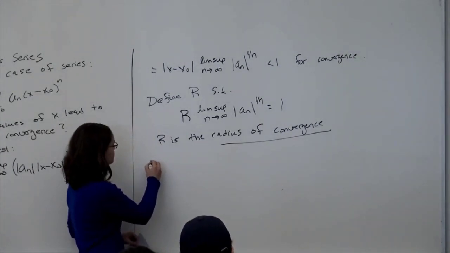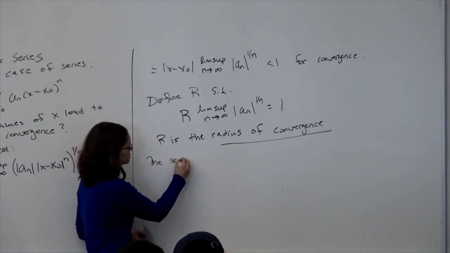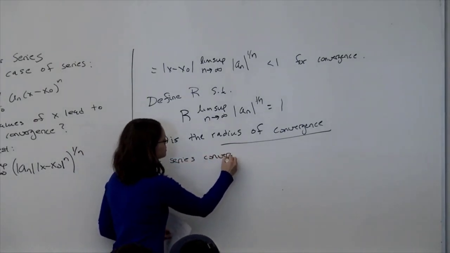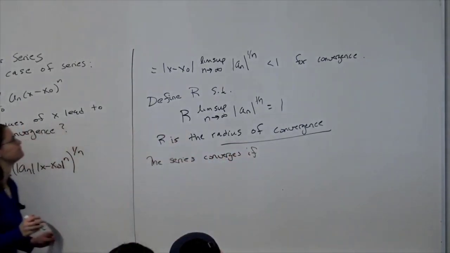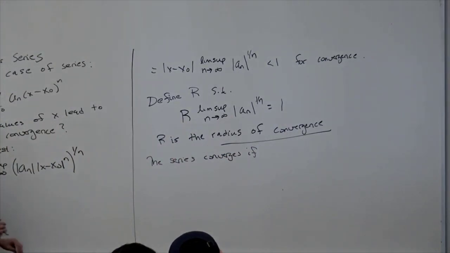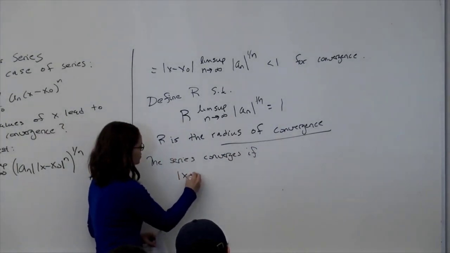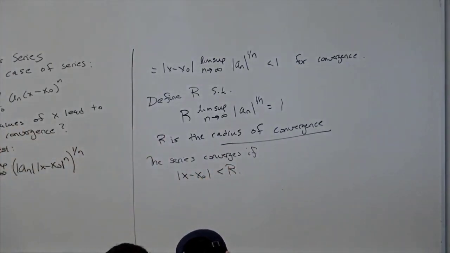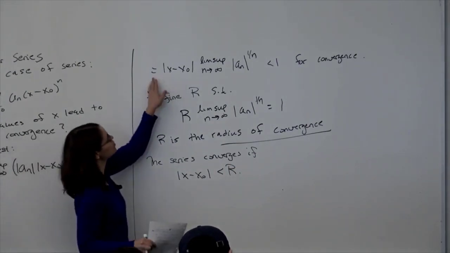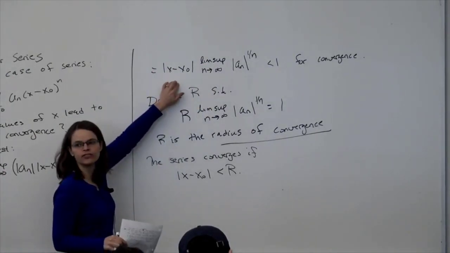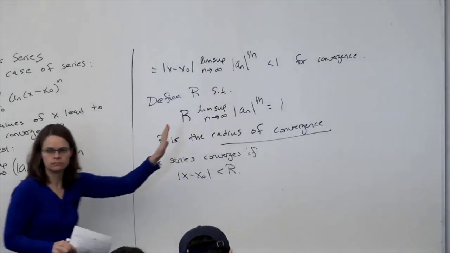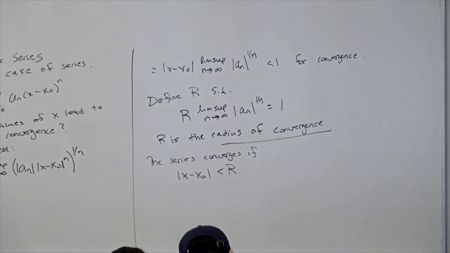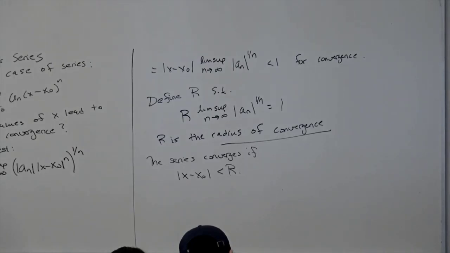Okay, and then we're going to find that the series converges if x minus x naught is less than R. Right, so if R is the number that would make this exactly 1, and as long as this is less than R, we're less than 1, we're in the situation where we have convergence of the series. So this is the first thing we need to know: when does the series converge at all?